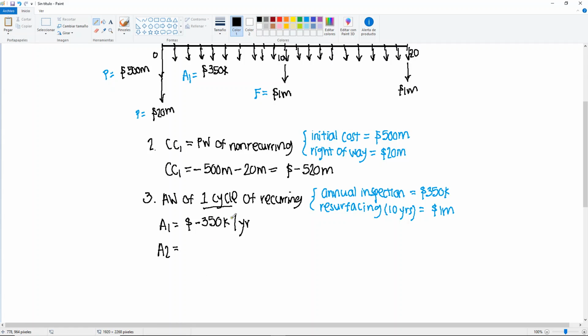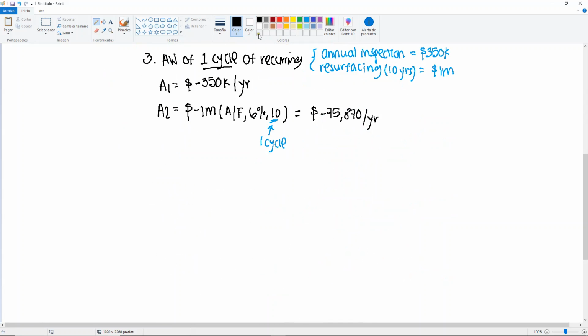So this is how you're going to do it. You have the minus 1 million, don't forget that. We need to find A given F at 6% and 10 years, because then again, this 10 would be 1 cycle. Then you go to your table, plug in the value, multiply it, and you should get minus $75,870 per year, because remember, we want it per year. That's why we were looking for the annual worth. Now we don't have any other recurring costs, so we only have A1 and A2. So we can go to step 4.